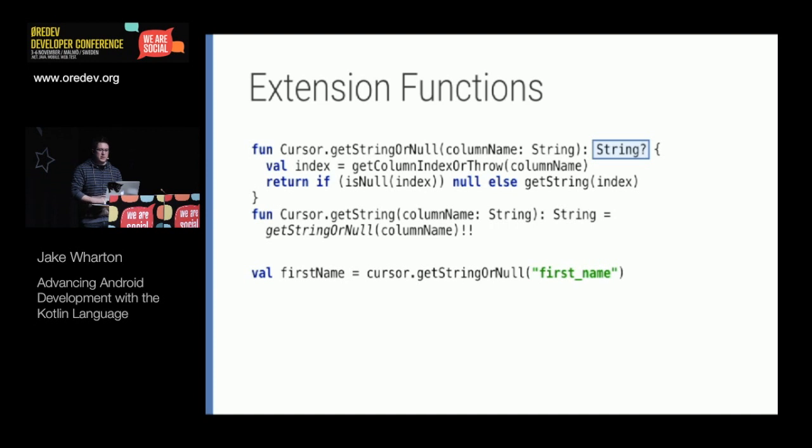An interesting thing to note here that I haven't covered: I talked about nullability being a problem. Kotlin actually represents null in its type system. So for the getStringOrNull method, I'm returning a String question mark to indicate that this might return a null value. And then down in the getString method, I'm just calling the OrNull version and using this double exclamation mark syntax. This is basically just saying, I know this is not going to be null, so turn it into just a normal string.